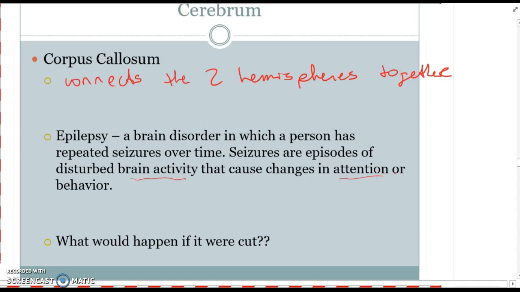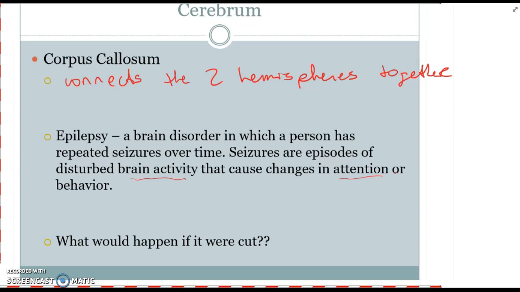You don't need to know these, but like tonic, clonic, there's all sorts of different types. It can change whether or not somebody's attentive, whether or not they're staring off into space, and then behavior if it's severe, what they call a grand mal seizure.